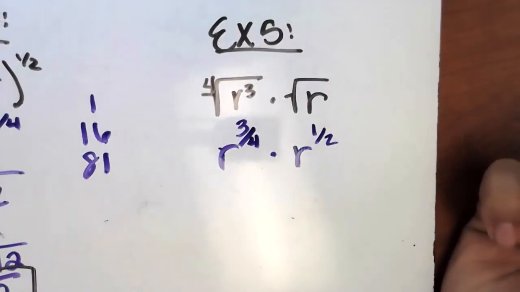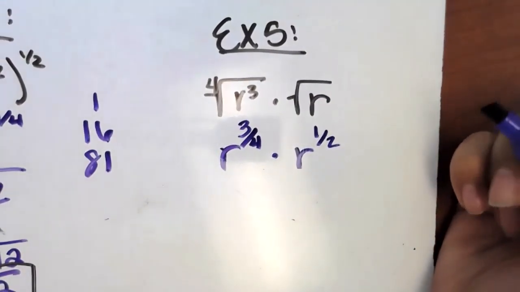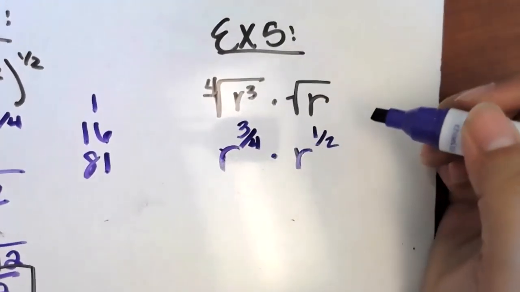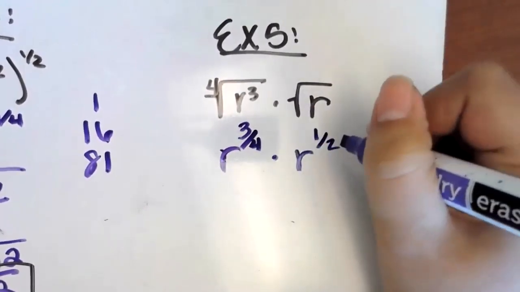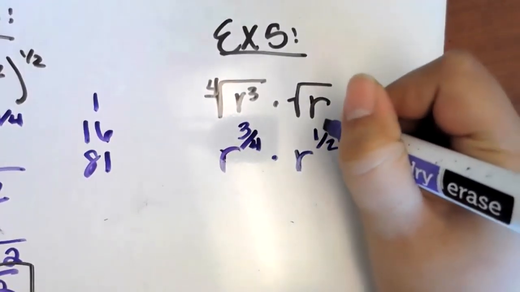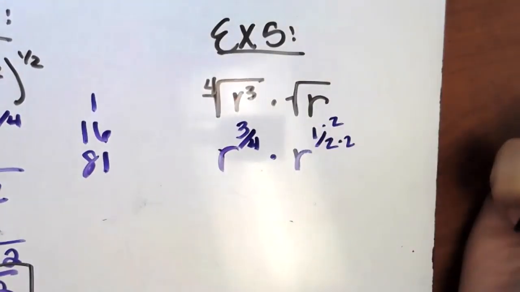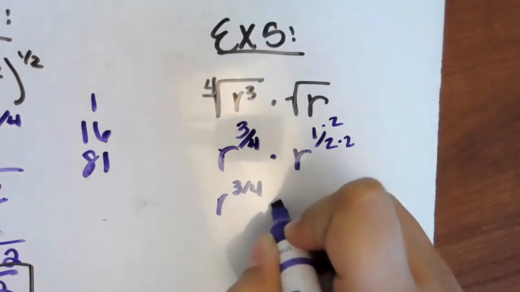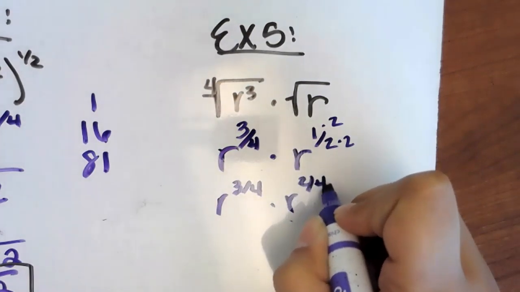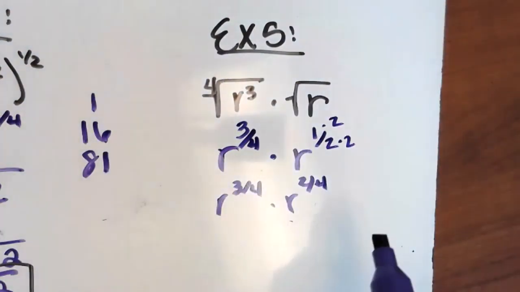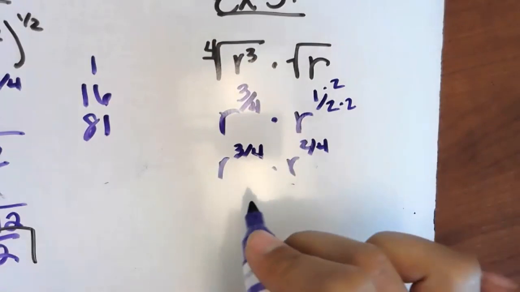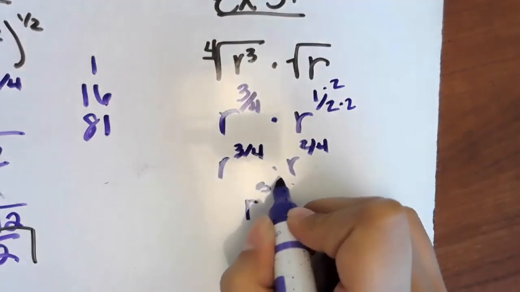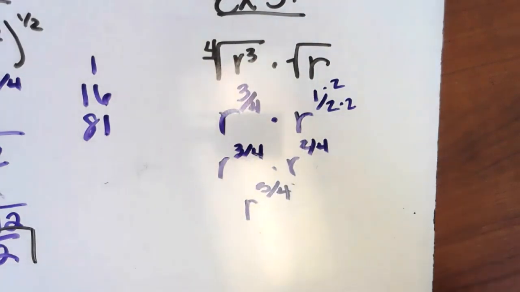And remember, when we multiply variables, we add their exponents. But since they're fractions, to add fractions, you need a common denominator. And in this case, you're going to have to multiply the second one by 2 over 2. This gives you r to the 3/4 times r to the 2/4. And now that they have a common denominator, you can add. So you just add the numerators, 3 plus 2, which is 5, and you keep the denominator the same.